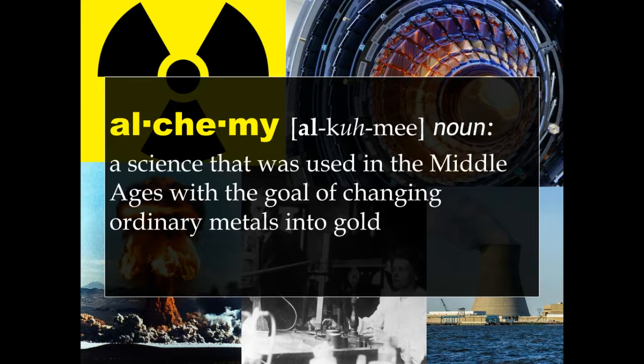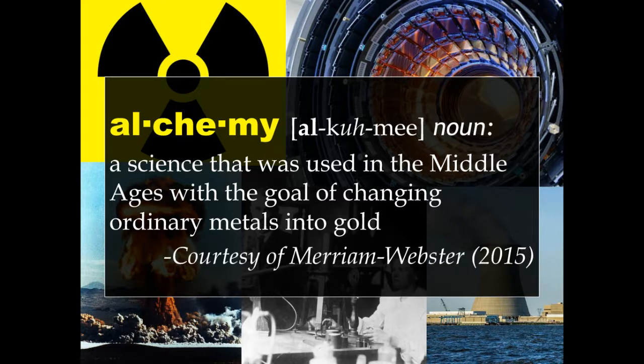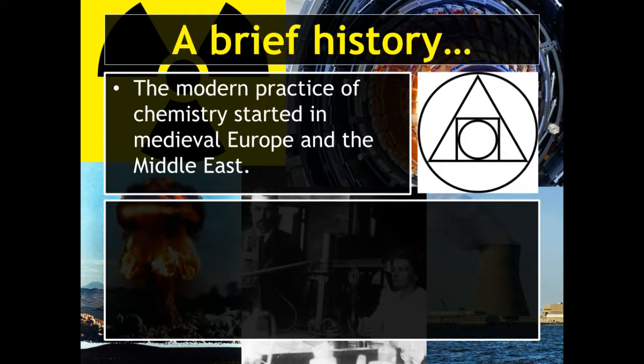Alchemy, a science that was used in the Middle Ages with the goal of changing ordinary metals into gold. I don't know why they want gold. Personally, I would want plutonium, but they didn't know that existed then. Or platinum. Platinum's pretty good too, right? Anyway, let's talk about that.